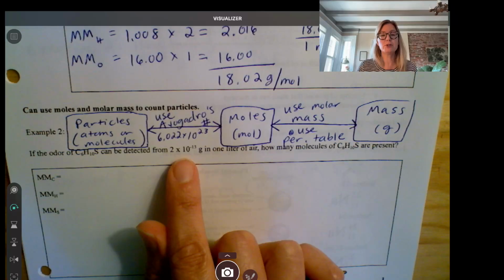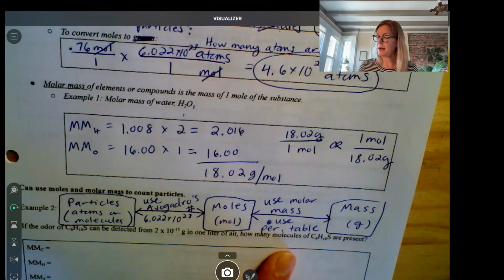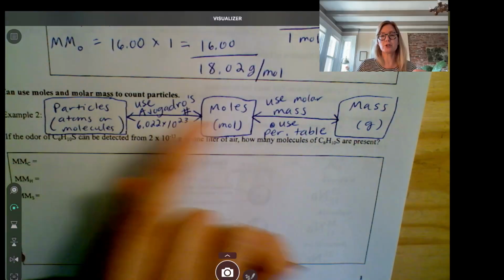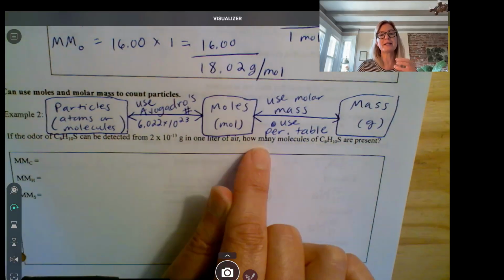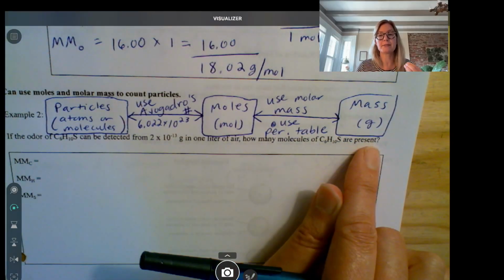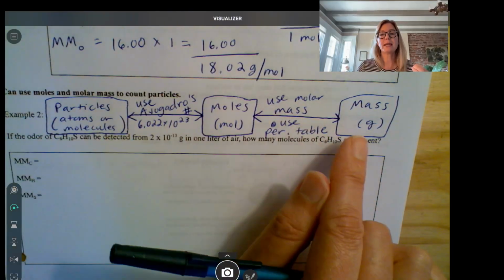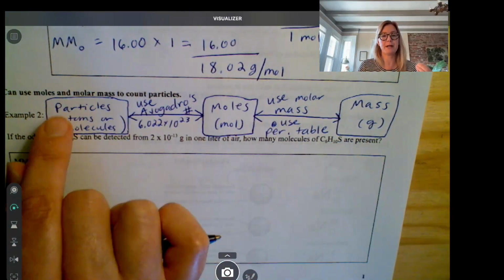So what we need to do is convert from grams to molecules. We're going to use our chart. We can't go directly from grams to molecules. Moles provides that bridge. Moles provides the bridge between grams that are useful in the lab and molecules or atoms. So we can't go directly. We've got to go from grams to moles first and then from moles to molecules.